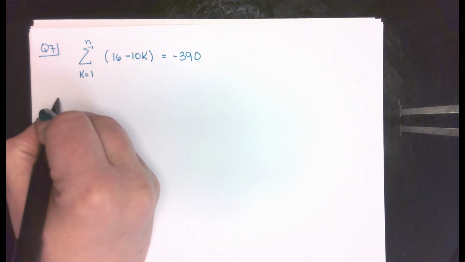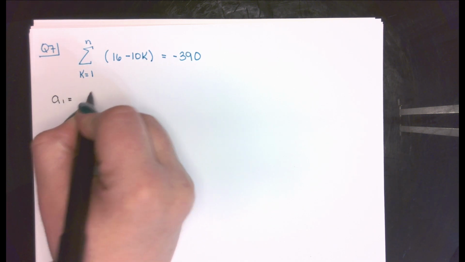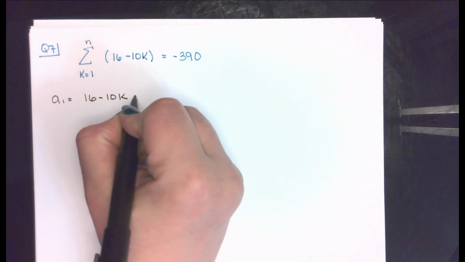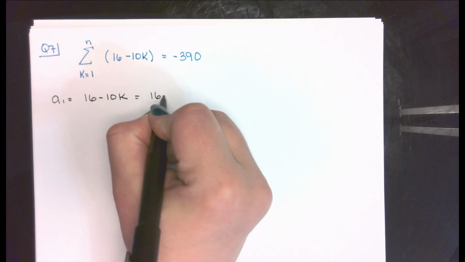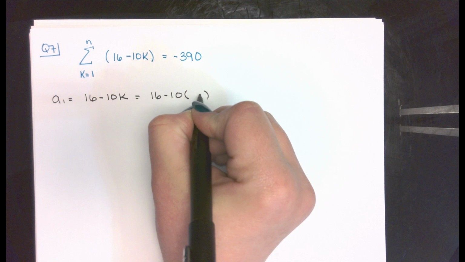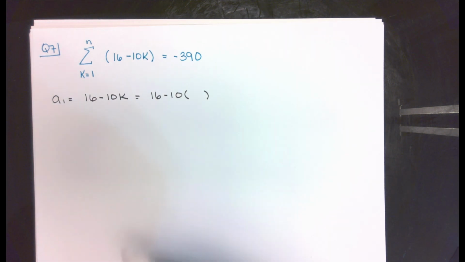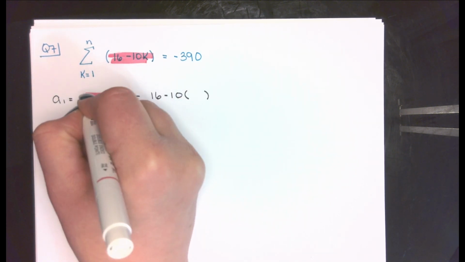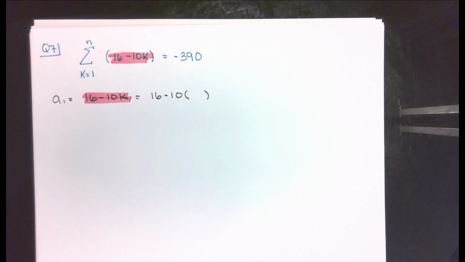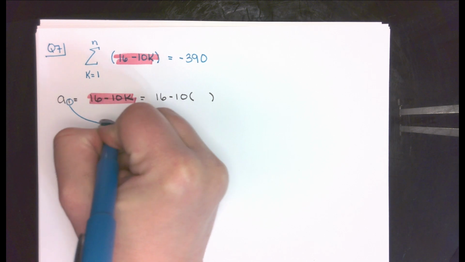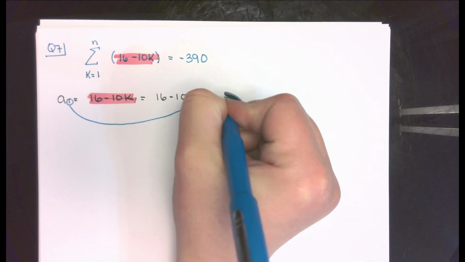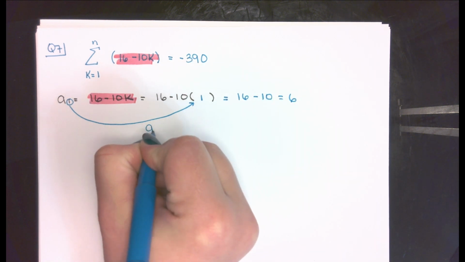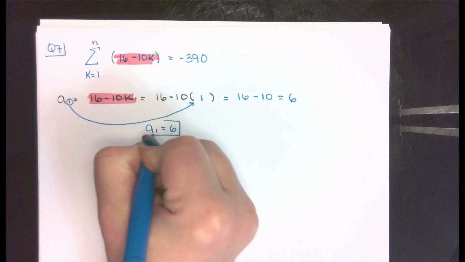Again, step number 1, we're going to solve for a sub 1. That means you're going to take the explicit rule. You're going to open up for k, or whatever letter they give you, and put in the lower limit number of 1. So this, you're just copying and pasting. Then you're taking that 1 and putting it in here. So we got 16 minus 10, we get 6. So a sub 1 is 6.